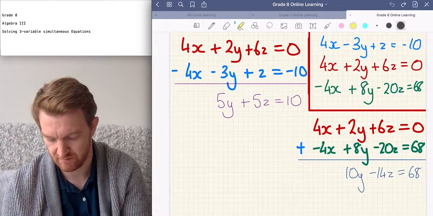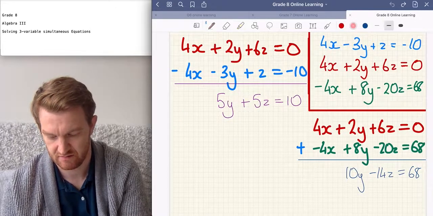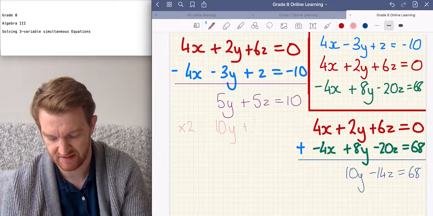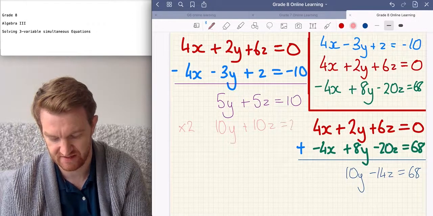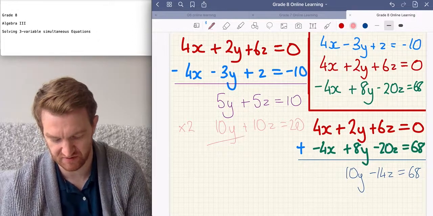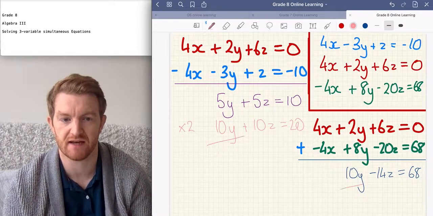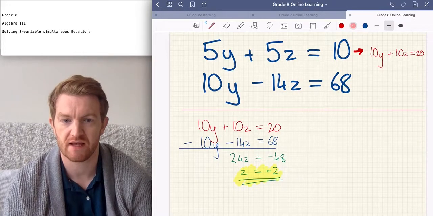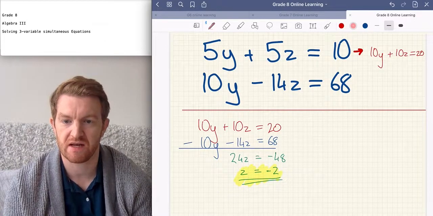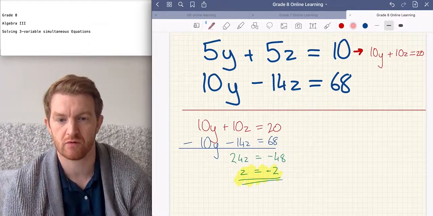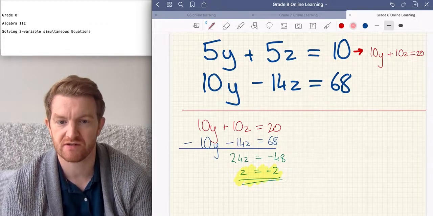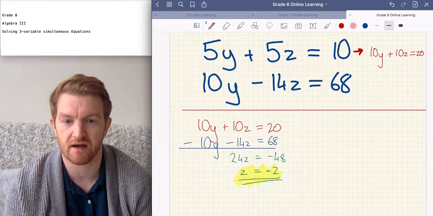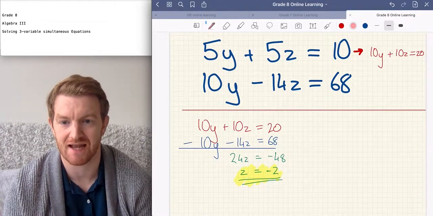You can multiply. We can multiply by 2 to get 10y plus 10z is 20, and then we've got that common 10y, which we can eliminate. So as before, we eliminate, and when we eliminate now, we're going to get down to just one variable. By subtracting the two equations, being careful of our positives and negatives, we now end up with z is -2.